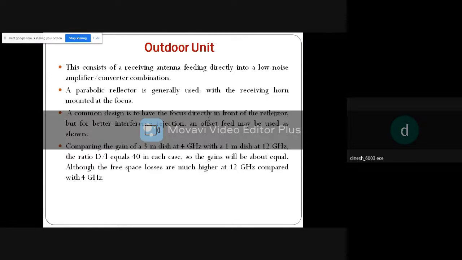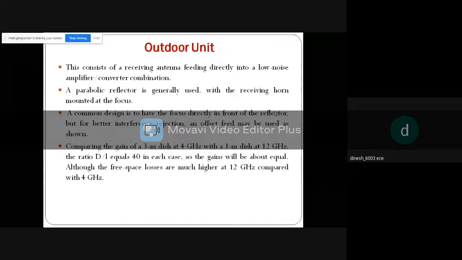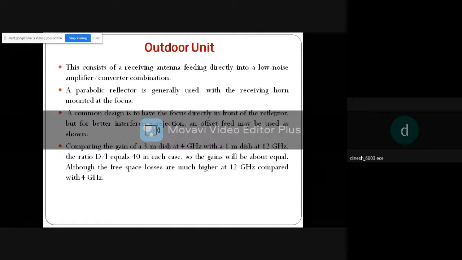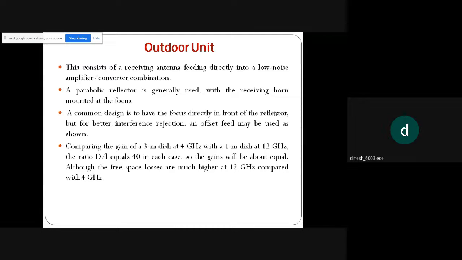Next comes the outdoor unit, which is present outside the home, outside the commercial building, or outside the environment. This consists of a receiving antenna that is fed directly into a low noise amplifier or a converter. Generally, we use a parabolic reflector antenna, which is mounted at the focus. Then there is a common design that focuses directly in front of the reflector for better interference rejection.